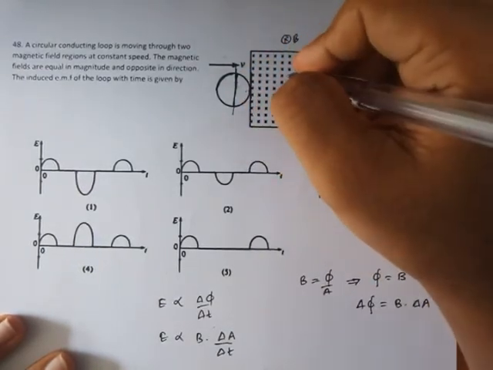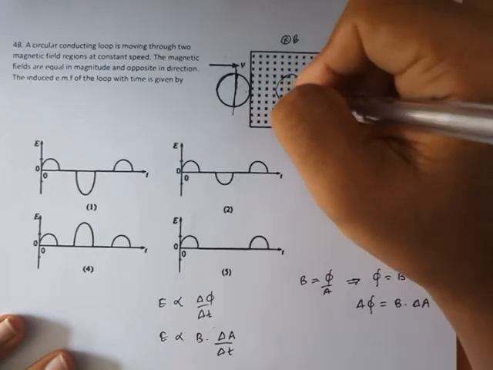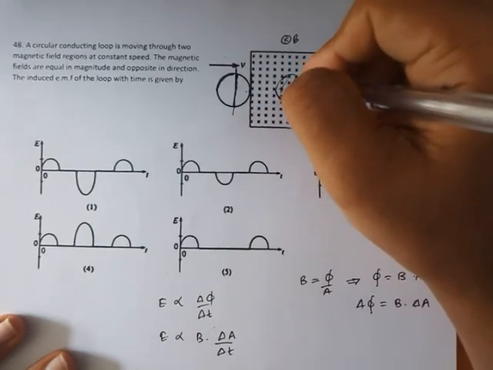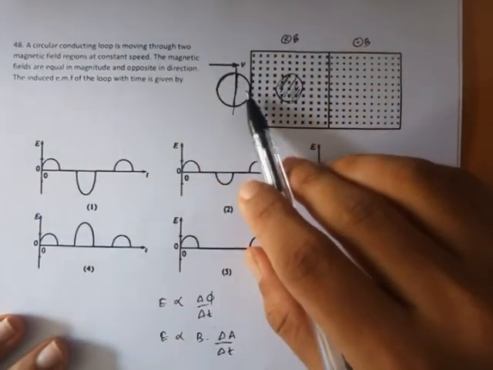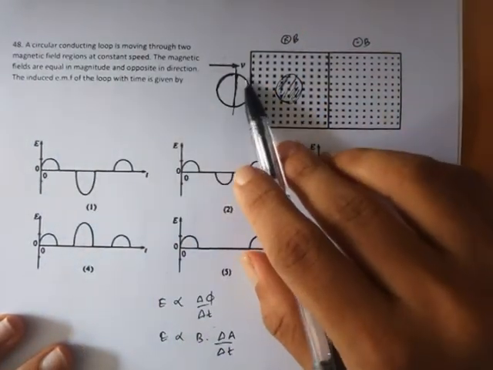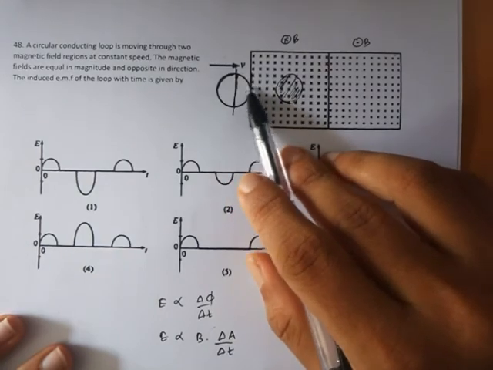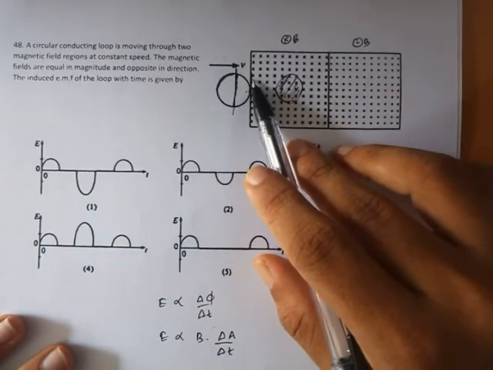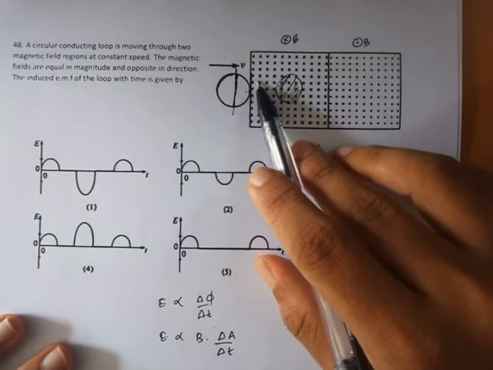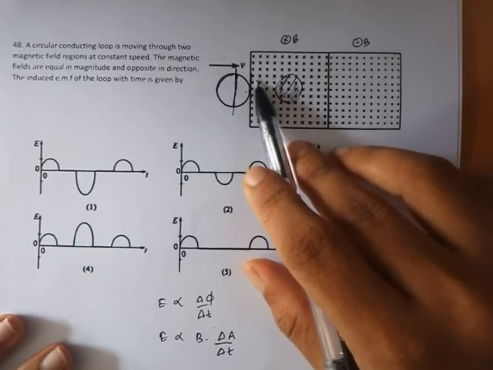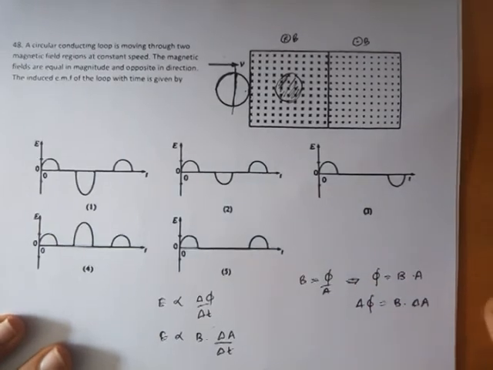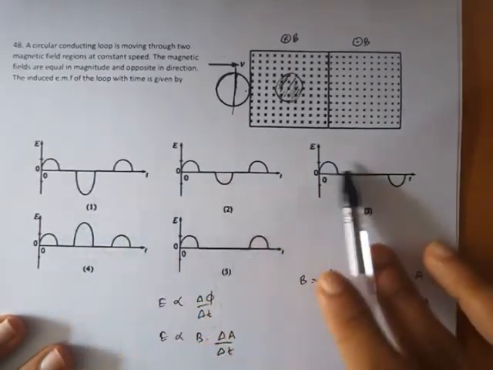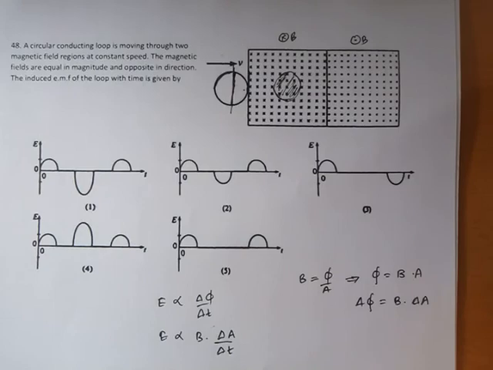When it comes completely inside, the area is going to be constant, right? So we get something starting from 0, and when this part comes to here, the change in area is maximum, and again it decreases, and when it comes completely inside it's 0. So all the graphs agree with that.